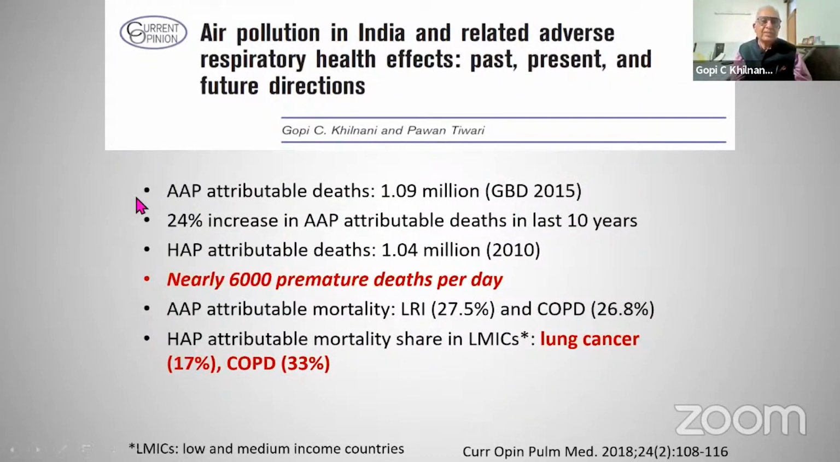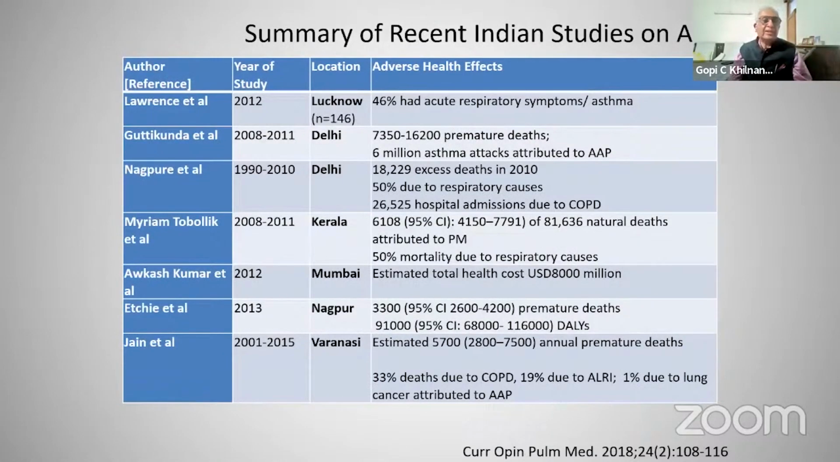The salient features were that ambient air pollution attributable deaths are 1.0, that is more than 10 lakhs, and this is 2015. And household air pollution is also similar, this is 2010. And there has been a 24% increase in ambient air pollution attributable deaths in the last 10 years. There are nearly 6,000 premature deaths per day. And AAP attributable mortality is 27.5%, that is 27 with lower respiratory tract infection and COPD. And household air pollution also causes lung cancer, and that is why we are saying lung cancer in non-tobacco smokers also.